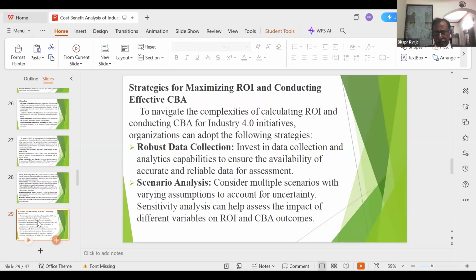The first one is robust data collection. Invest in data collection and analytics capabilities to ensure the availability of accurate and reliable data for assessment. The second one is scenario analysis. Consider multiple scenarios with varying assumptions to account for uncertainty. Sensitivity analysis can help assess the impact of different variables on return on investment and cost benefit analysis outcomes.